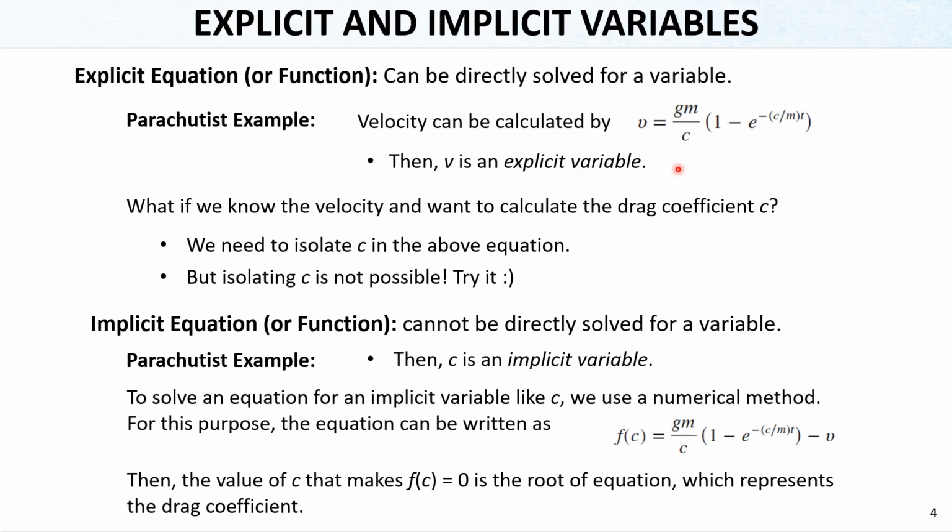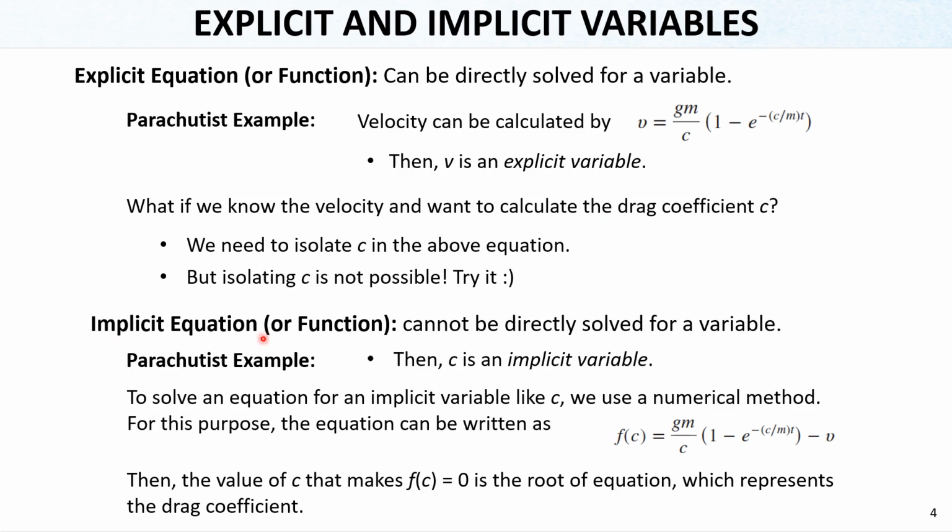And in this case, actually, if C is not directly solvable, then the function becomes an implicit equation or function. So we have a variable which is not able to be isolated, let's say. That's why the C here is an implicit variable. But V is explicit because we can easily isolate it and find the solution directly by simply replacing the values.